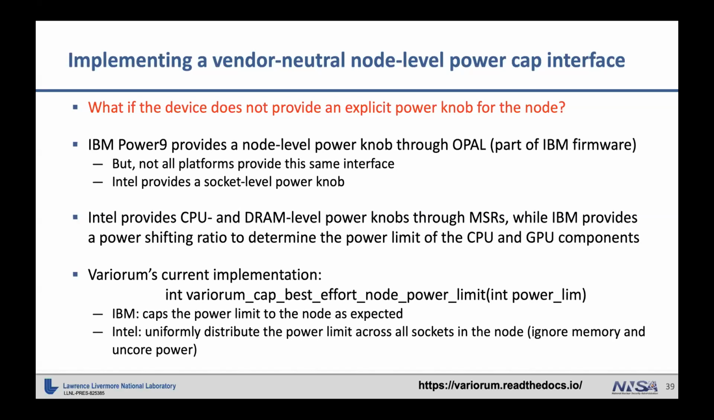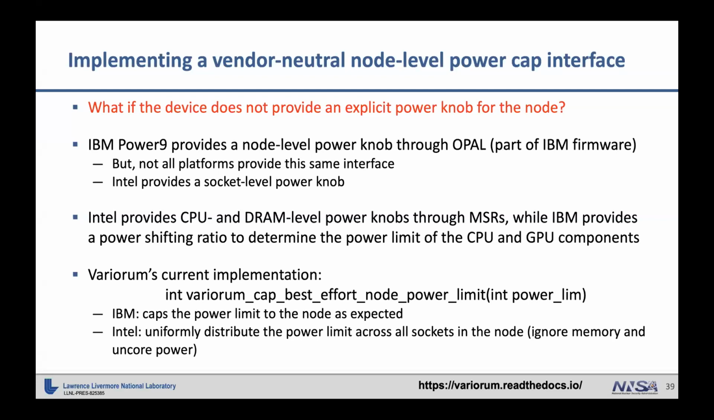And so if you were to run this on an IBM system, you're going to get the power cap that's provided to you through Opal. So it should be very exact and work as you intend it to. And if you're running this example on an Intel system that only provides a socket level power cap, then what we do currently is to take that power cap and uniformly distribute that across the sockets in your node. And for now, we're ignoring the memory and the uncore power.